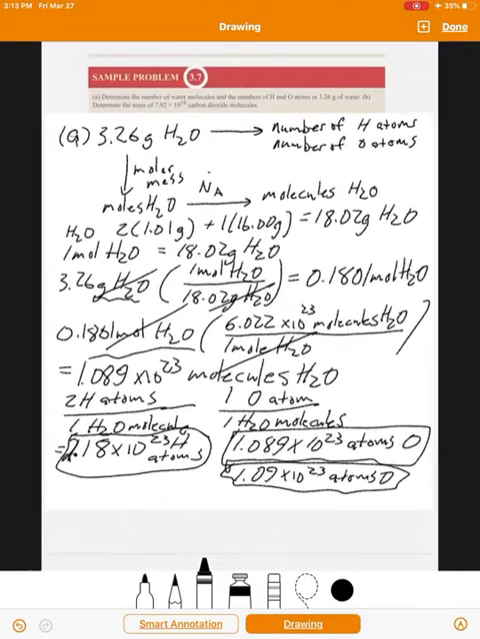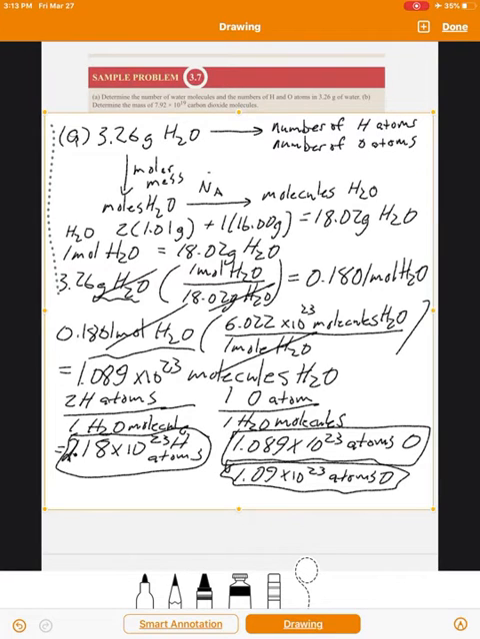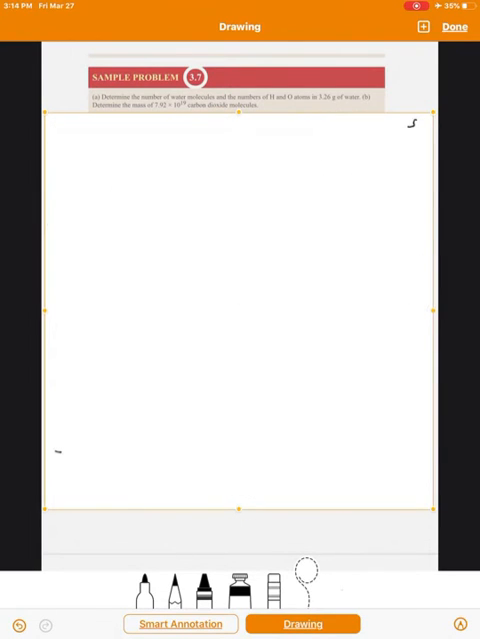Now what we want to do is go through the second part. So what I'm going to do is select some space here. Clear up some space, and let's do part B. Part B says that you've got 7.92 times 10 to the 19th carbon dioxide molecules, and they want us to find the mass, okay?